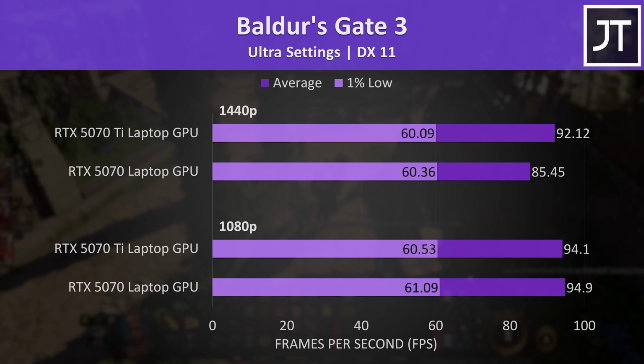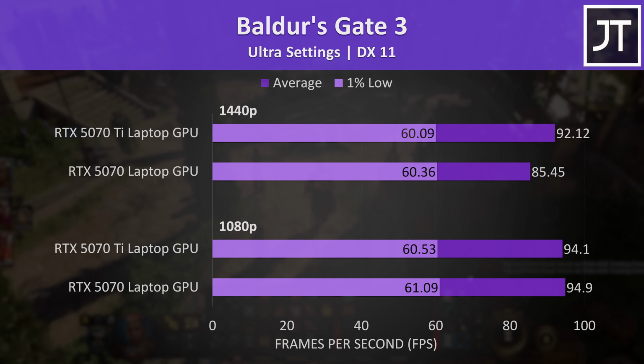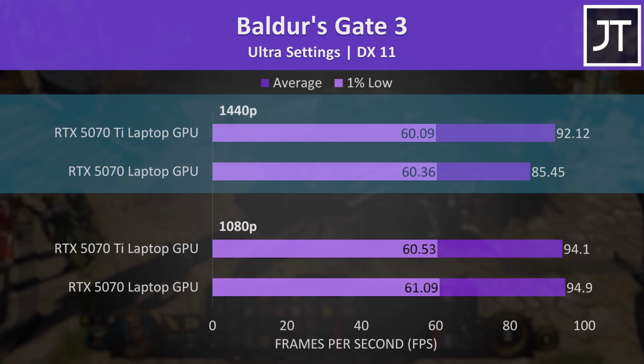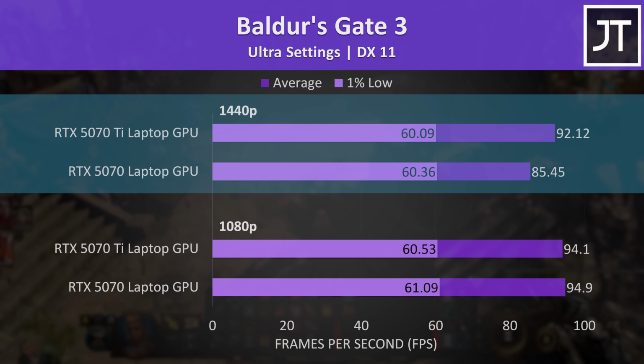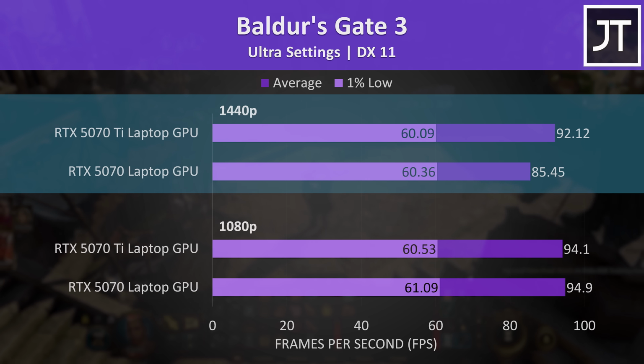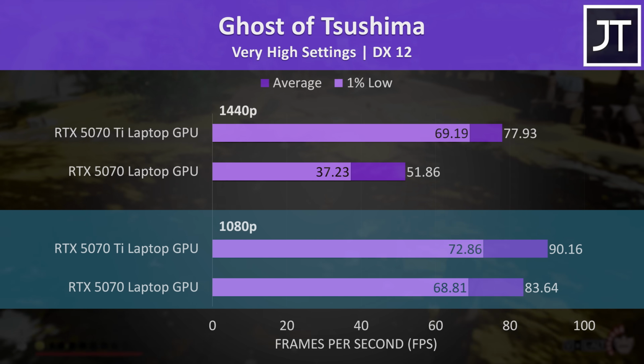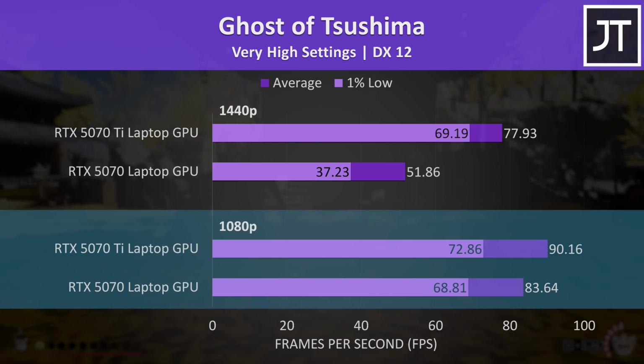Meanwhile, Baldur's Gate 3 doesn't really care which GPU it's run on. Both laptops run about the same at 1080p, while the Ti only offered a slight edge at 1440p with an 8% higher average FPS. Ghost of Tsushima only saw small differences at 1080p, with the Ti only 8% faster than the non-Ti.